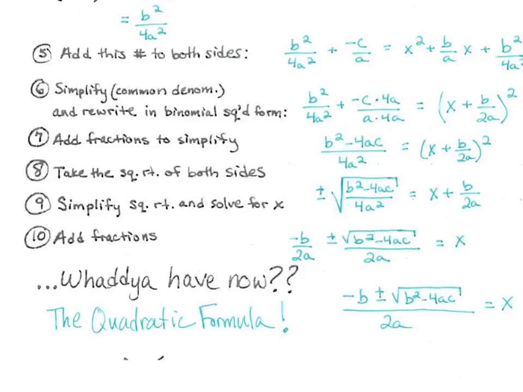And then, finally, in step 10, after we add these two fractions, which already have a common denominator, what do you have now, you guys? You have the actual quadratic formula. And yes, I'm going to sing you the song: x equals negative b plus or minus the square root of b squared minus 4ac all over 2a.